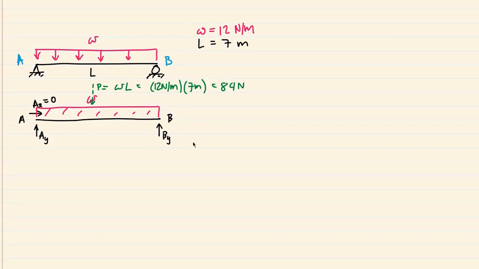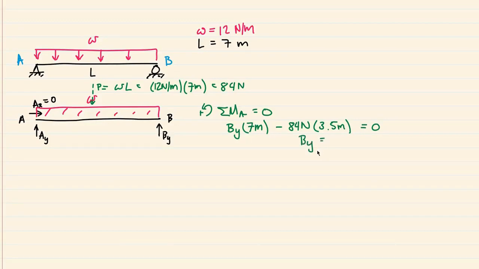In order to figure out what these reactions are, I can do the sum of moments at point A. If I do sum of moments at point A and I say that is positive, then we have this positive BY, and this needs to equal 0, right? So we have BY times its distance from A, which is 7 meters, and then this concentrated load P, minus 84 newtons times 3.5 meters, halfway between point A and point B, and that should be equal to 0. And if we simply do the math, we find that BY is equal to 42 newtons.